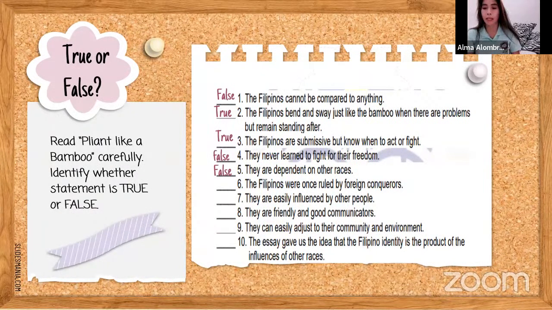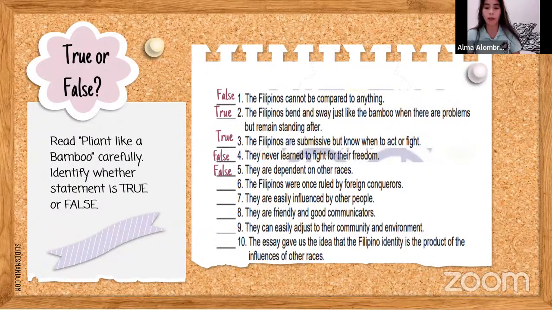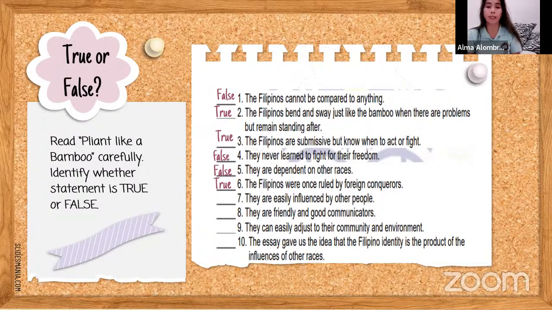Yes, Carla, number 6. Then CP would go number 7. The Filipinos were once ruled by foreign conquistadors. The answer is true. Yes, true. And who are these foreign conquerors according to Malyari that he mentioned in Pliant Like the Bamboo? The Japanese, the Americans, and the Spaniards. Very good. Okay, CP, let's go for number 7.